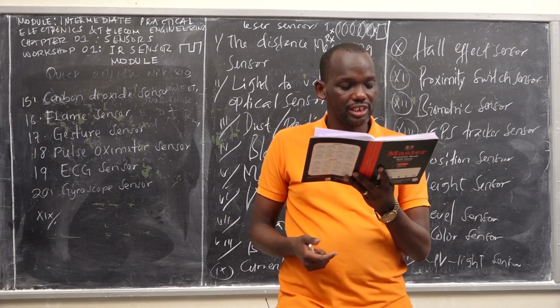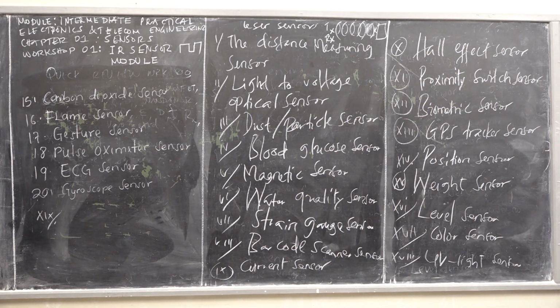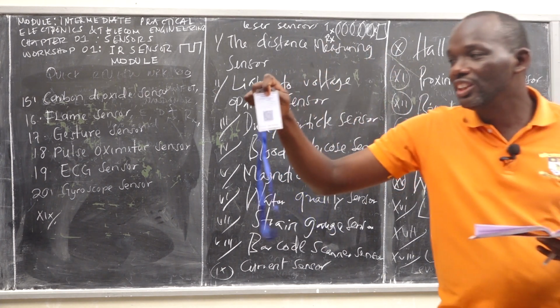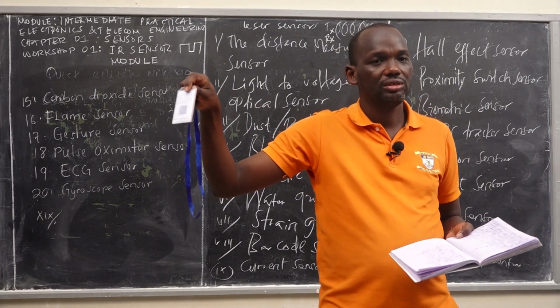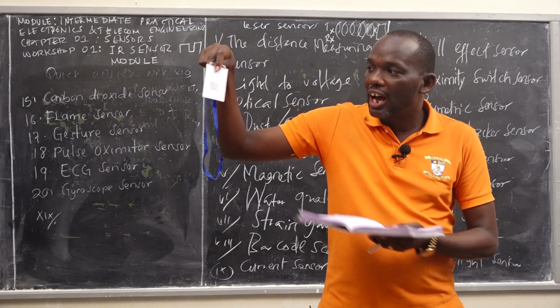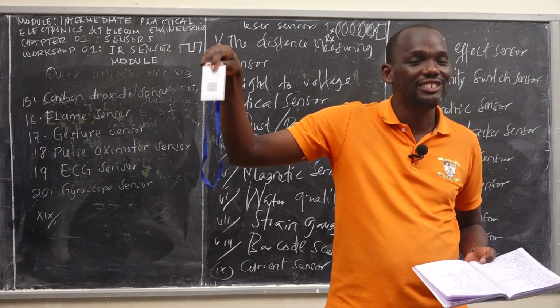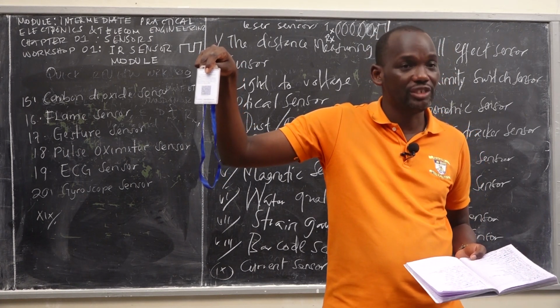Then we have the barcode sensor. Say barcode sensor. Can I have your ID? So this ID, you see, it has a barcode. This is called a barcode. Say barcode. Here, you see this part, there are unique numbers for each identity card, for each identity card of DIT.